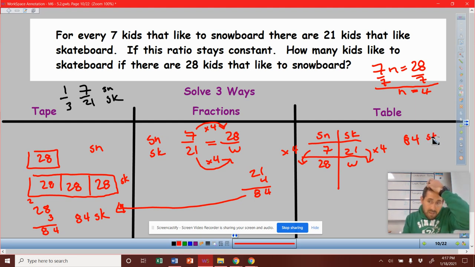84 skateboarders. What's nice about this is I can answer multiple questions. If they wanted me to find out how many skateboarders there would be if I didn't have 28, but if I had 52, I could find that next hidden multiplier. They could ask me 104. I could find the next hidden multiplier, and I can continue to build and create that next missing number.